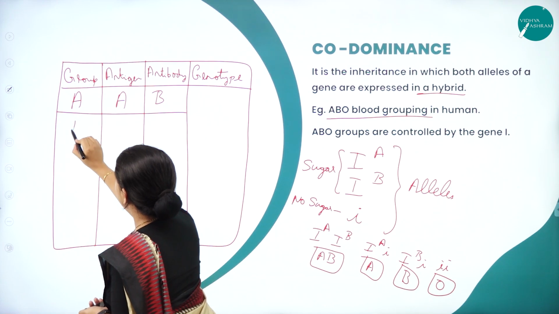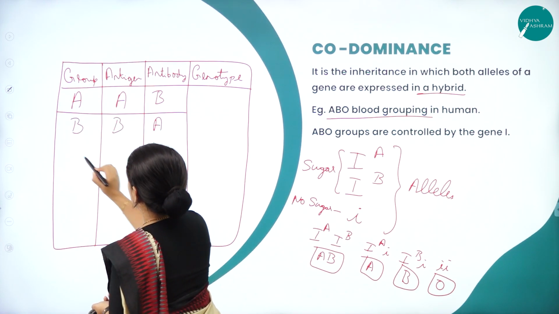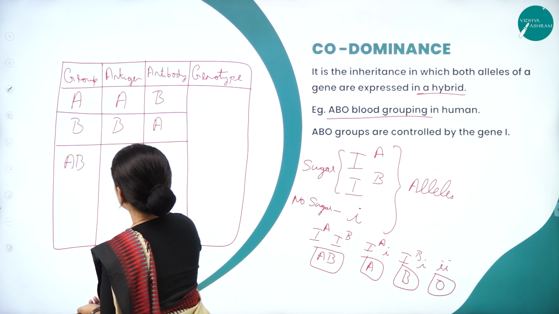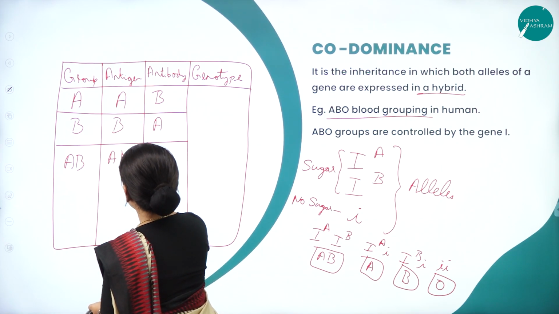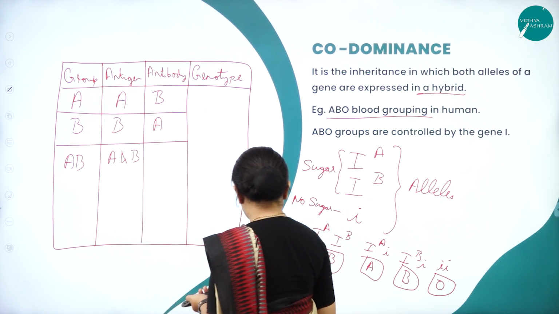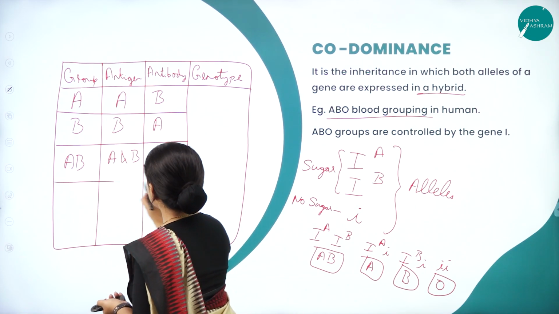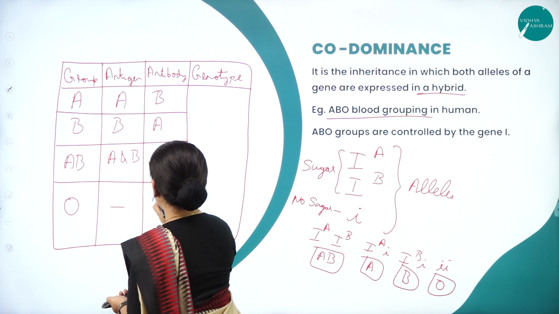Then, next is blood group B. So, here the antigen will be B, and the antibody will be A. Next is blood group AB. It will have antigens A and B, but here nothing will be there. Next, blood group O. Here nothing for antigen. Here it will have antibodies A and B.